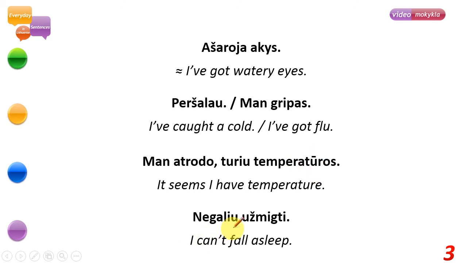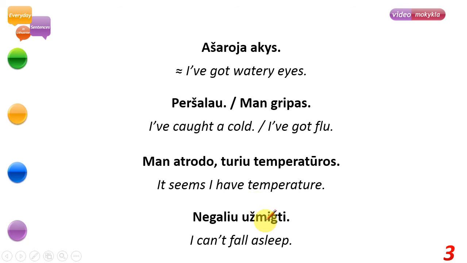I can't fall asleep. Negaliu užmigti. You see, Lithuanian is such a language where it expresses the thought in two words, when English has 1, 2, 3, 4, 5 words. So negaliu užmigti, I can't, negaliu, fall asleep, užmigti.